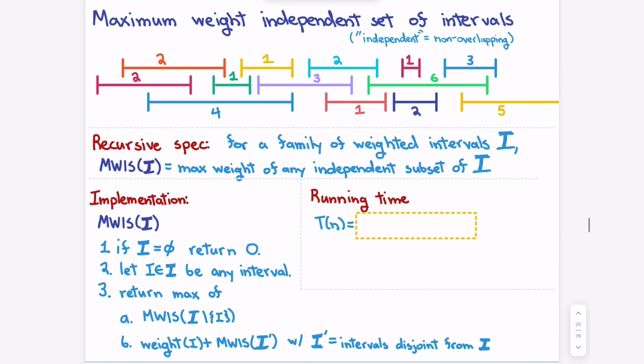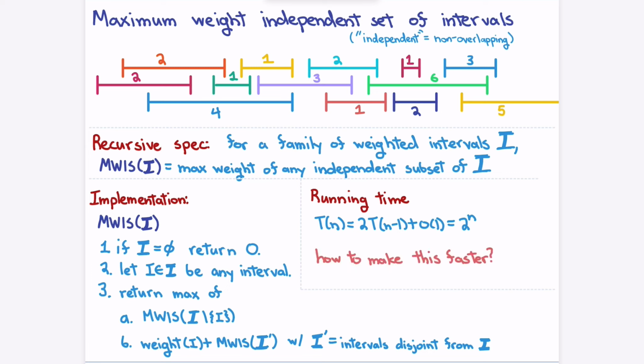So what's the running time of this algorithm? Yeah, so this might only throw out one interval or something, right? So you have one of two choices, and then you have two subproblems. So ultimately, you sort of have a subproblem for every possible subfamily. And the question is, it is correct though. This will return a maximum weight independent set. It's just too slow. So the only question is, how can I make this fast?